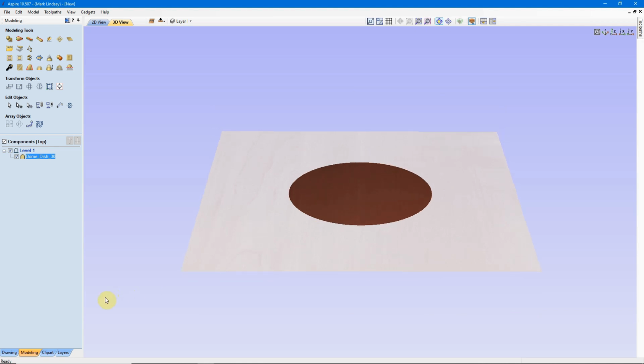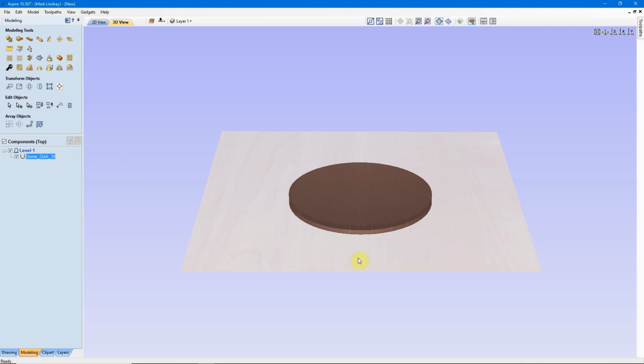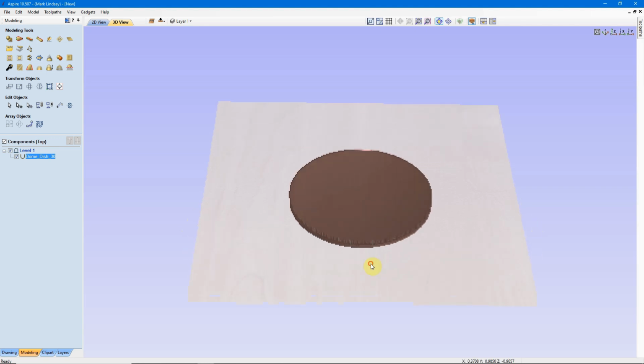Now let me go over here into my combine mode for this dish, and I'm going to change the combine mode to subtract. Suddenly it's a little bit different. Well, now instead of having that dome shape, we have a dish shape. We have a concave surface.